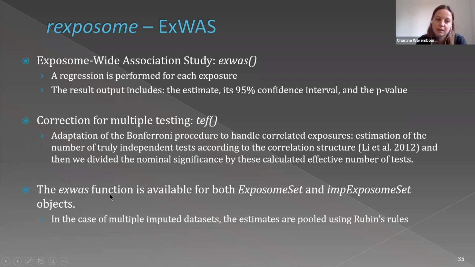And as I said, the ExWAS function is available for both exposome set or imp exposome set objects, so single data set or multiple imputed data sets. And the estimates are pooled using Rubin's rules.